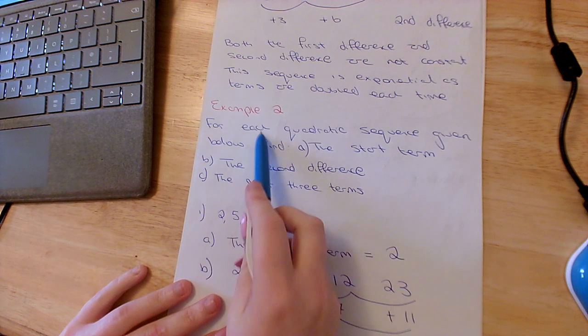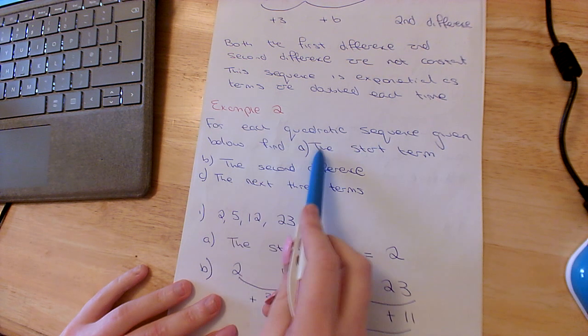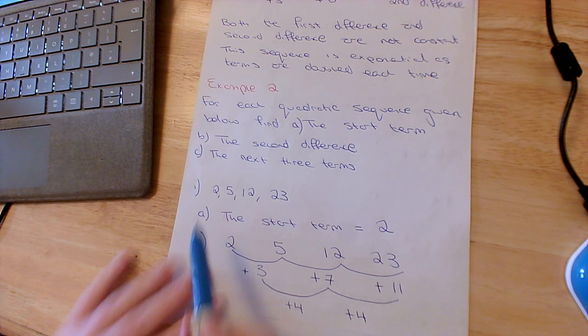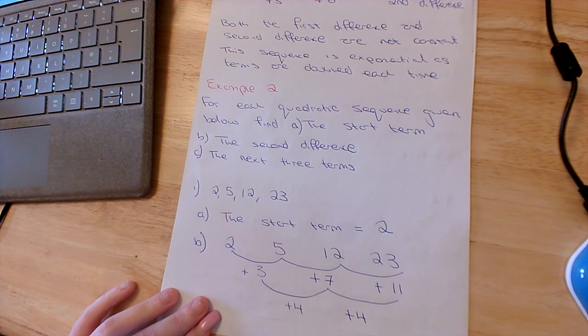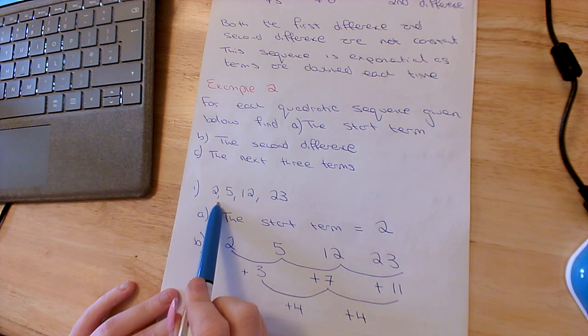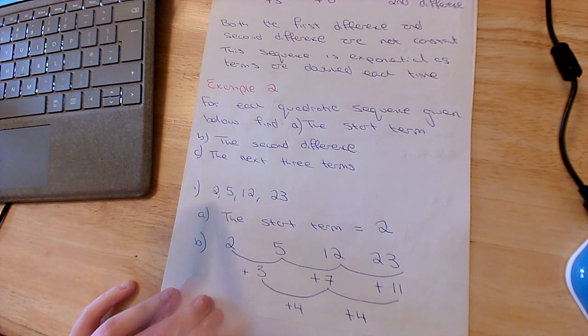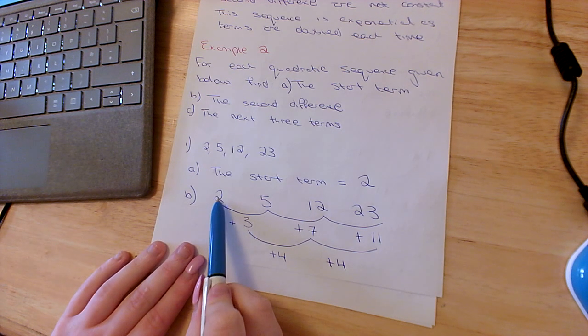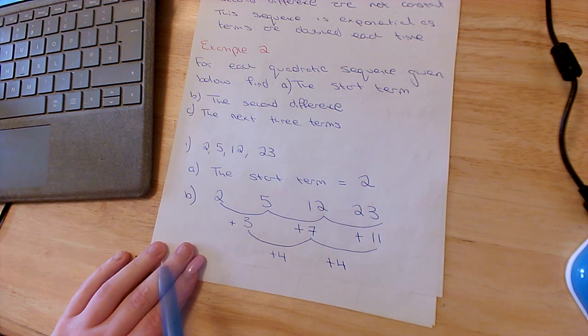Here's another example. For each quadratic sequence given below, find the start term, the second difference, and the next three terms. Okay, so I have 2, 5, 12, and 23. So my start term in this particular example is 2, and I was asked to find my second difference.